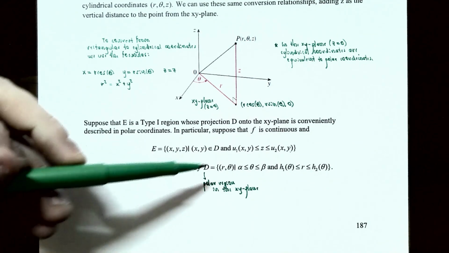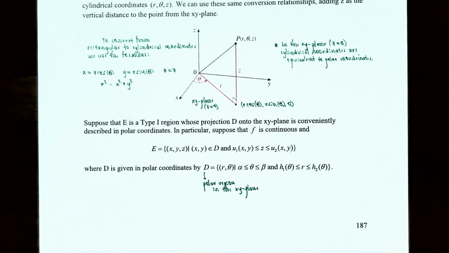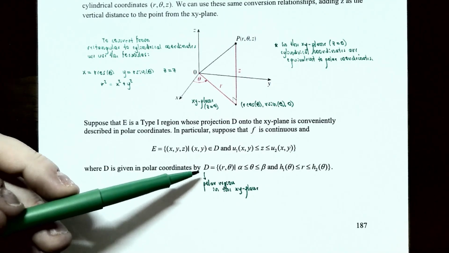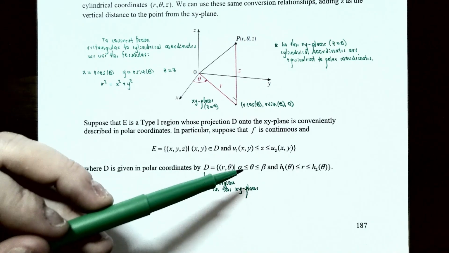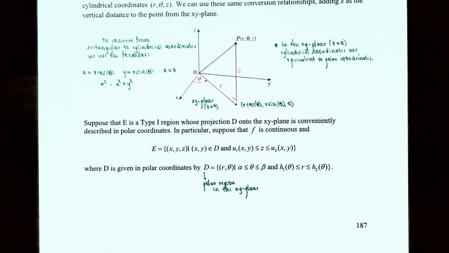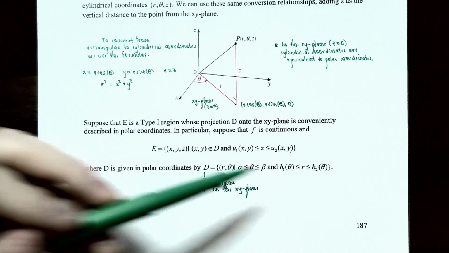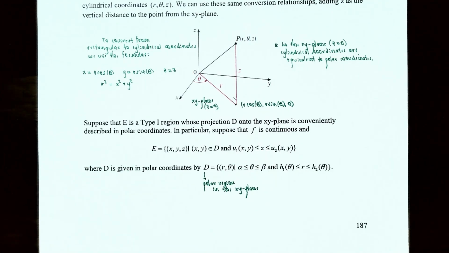If you have this description for the region D in terms of x and y, well, that's rectangular coordinates in the xy plane. You can convert this region D using polar coordinates as follows. The region D can be described using r and theta instead of x and y, where theta ranges between two angles, alpha and beta, and then r ranges between two curves, an outer curve, which is a function of theta, h sub 2 of theta, and r will always be greater than a function of theta, h sub 1. This will describe a polar region in the xy plane.